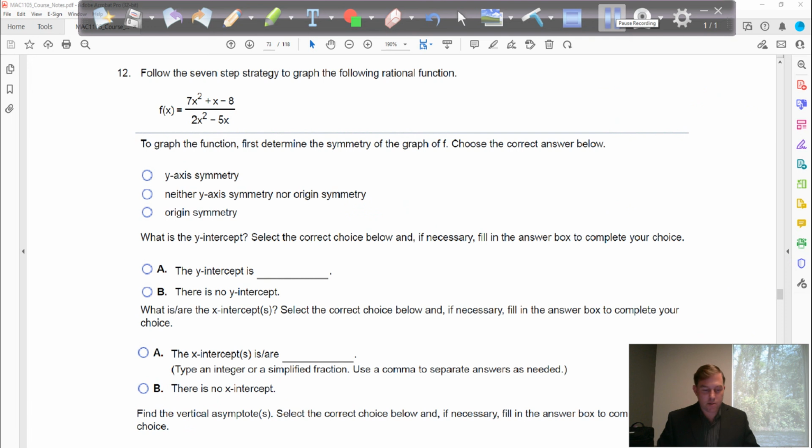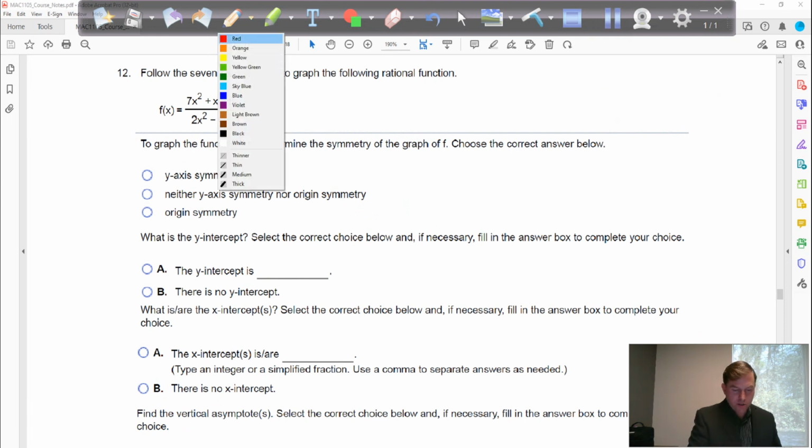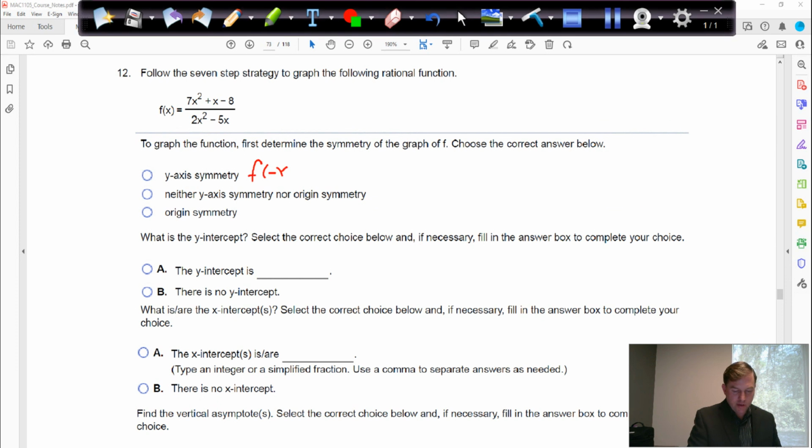Okay, last problem in the set, number 12. First thing we're going to do is look for symmetry. So for y-axis symmetry, we plug in negative x and see if we get the same function back out. So let's plug in negative x here. Everywhere I see an x, I replace it with negative x.